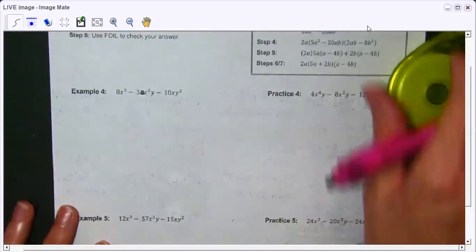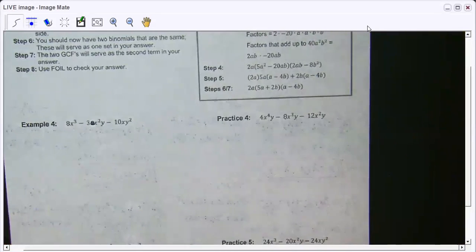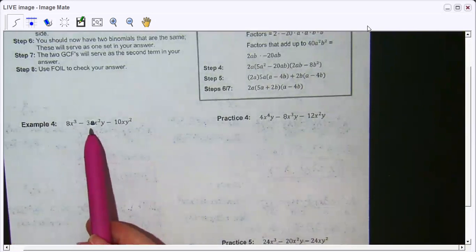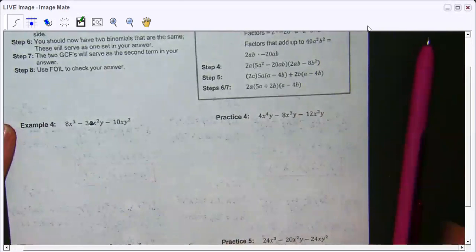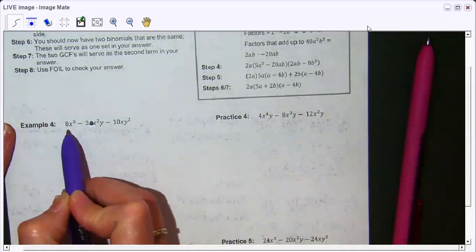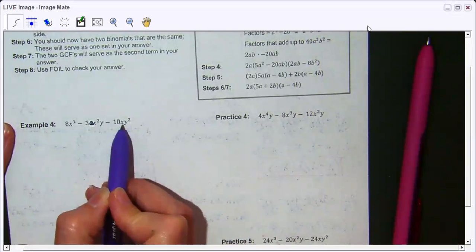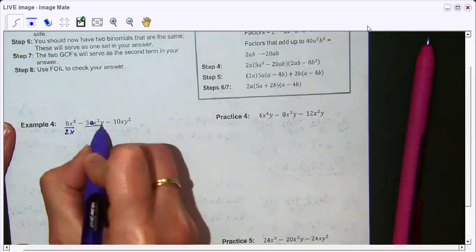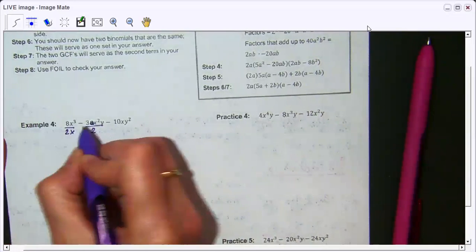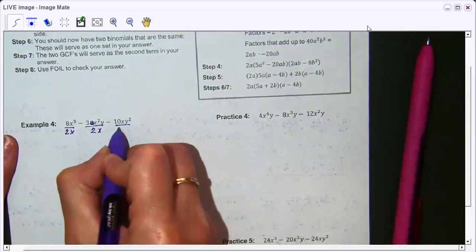The difference with the problems on the back is that you have to factor out the greatest common factor. This does need to stay at 38, and I'm going to show you why in just a minute. When we factor out the greatest common factor here, it's going to be 2x, that's it, 2x. There's not a y in the first term, so you can't factor it out.